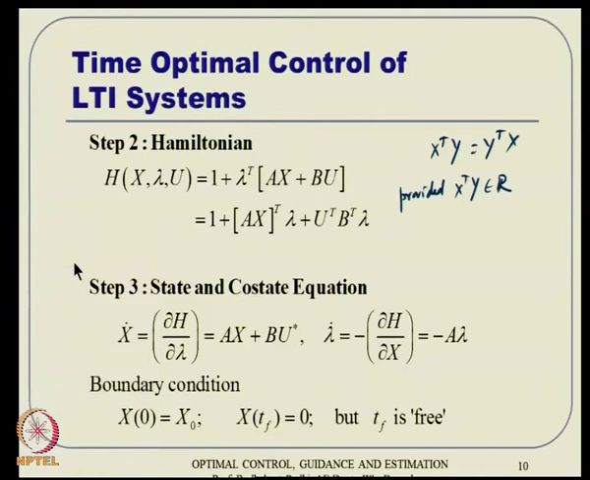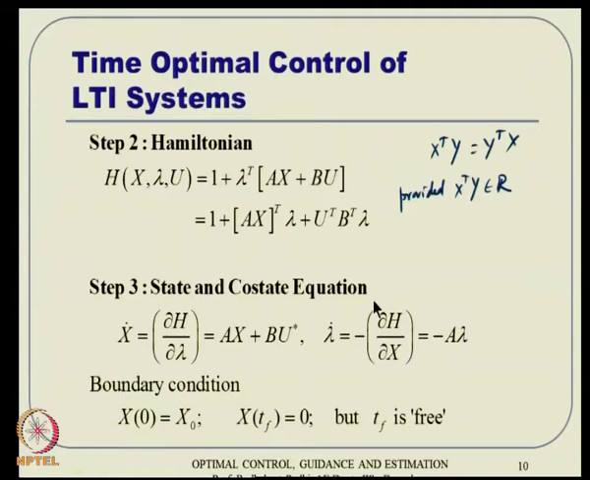So, you can write it something like Ax transpose times lambda also, and Bu transpose times lambda also, and Bu whole transpose is nothing but U transpose B transpose. We know that actually. So, it's written that way. Then the state and Costate equations we can now write something like this.